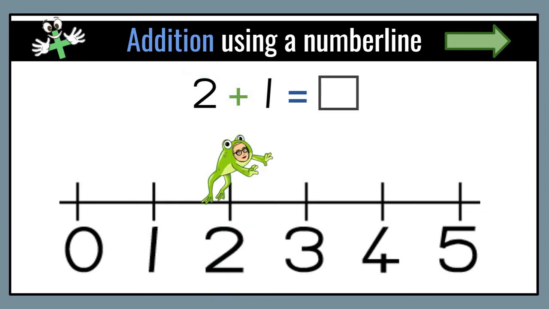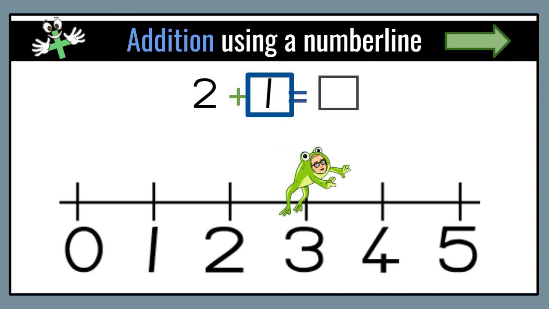How many jumps must I jump? Remember that I'm counting forward. One jump. Very good. That means I'm counting forward and I'm jumping one jump. So I'm going to jump from number 2 to 3. Let's jump.